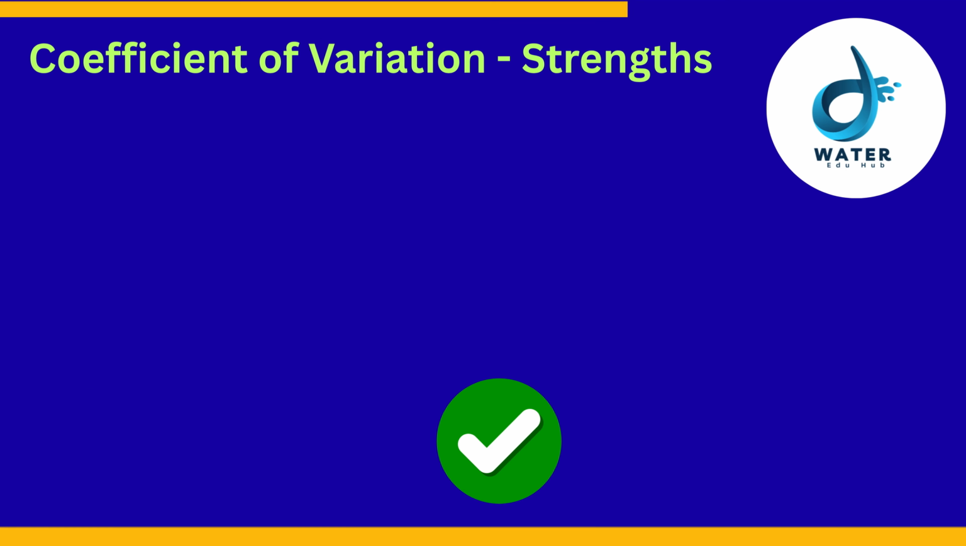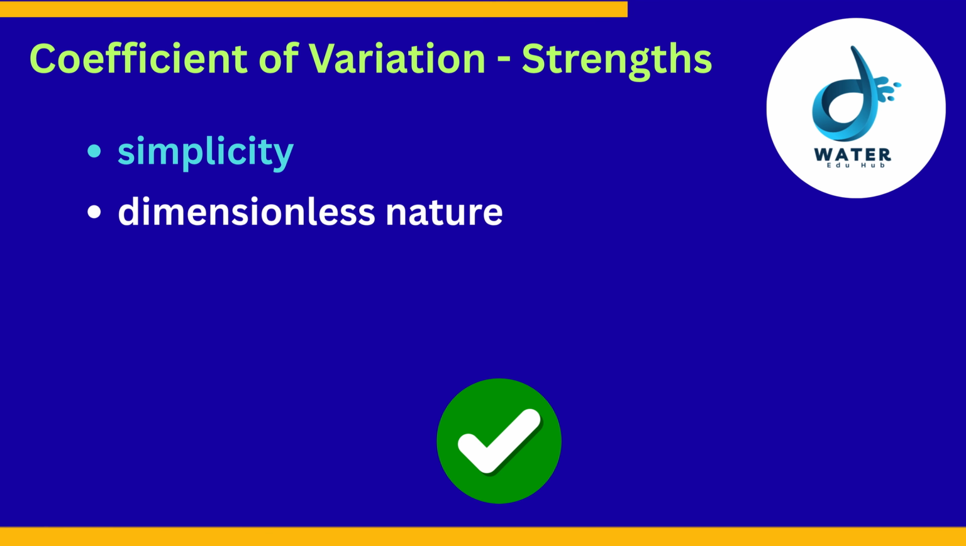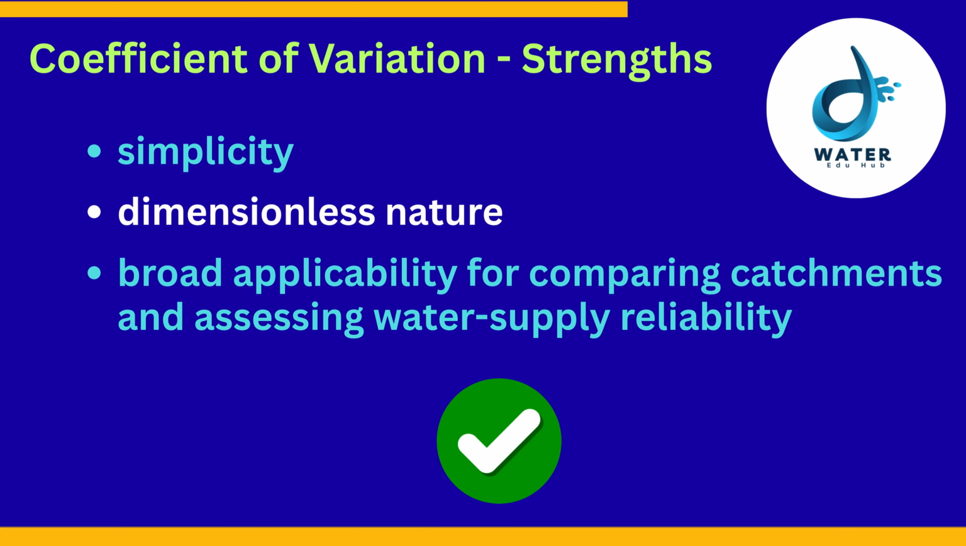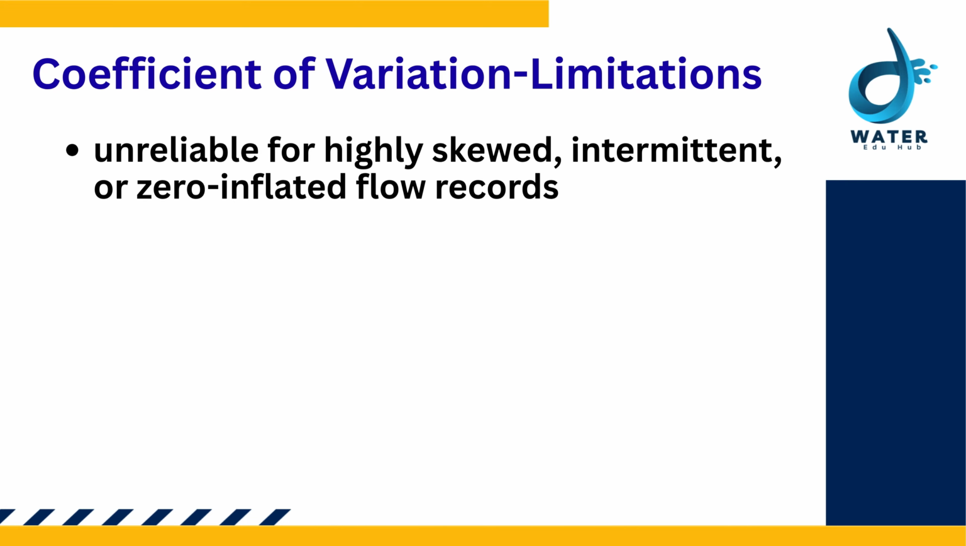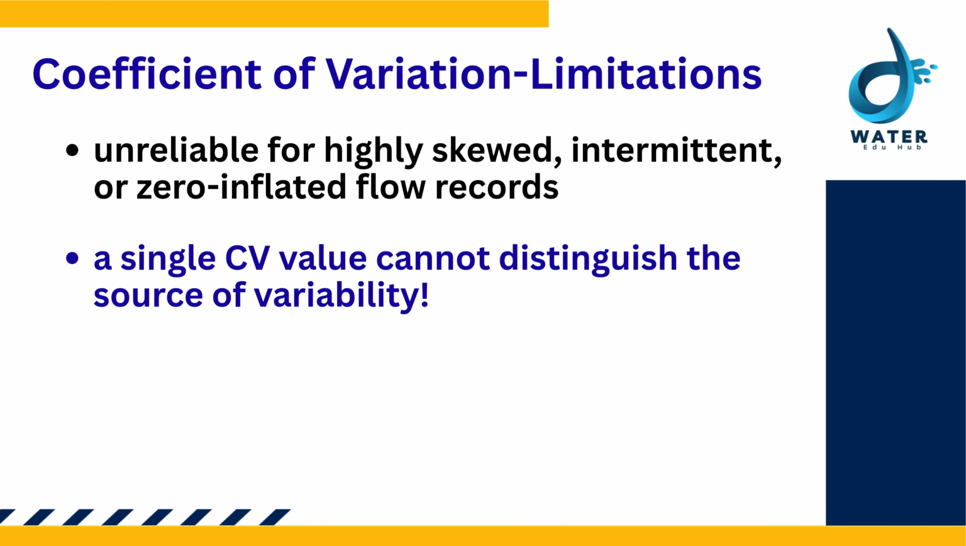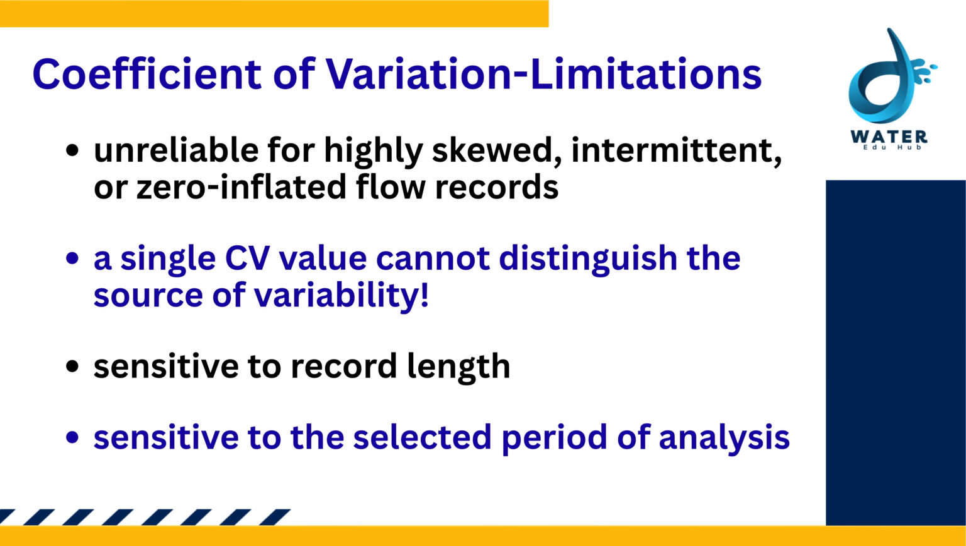Its main strengths are its simplicity, dimensionless nature, and broad applicability for comparing catchments and assessing water supply reliability. However, it also has several limitations. CV can become unreliable for highly skewed, intermittent, or zero-inflated flow records, and a single CV value cannot distinguish whether variability is caused by floods, seasonal cycles, or droughts. It is also sensitive to record length and the selected period of analysis.